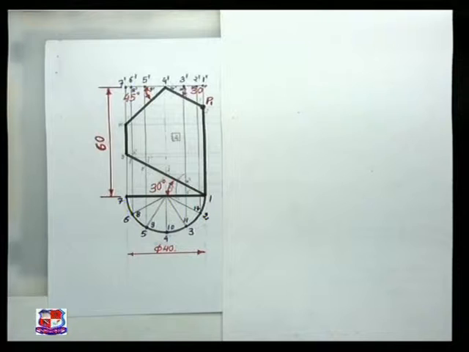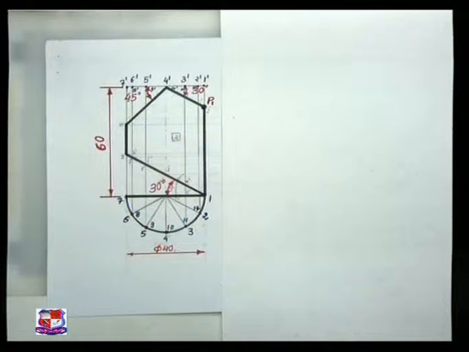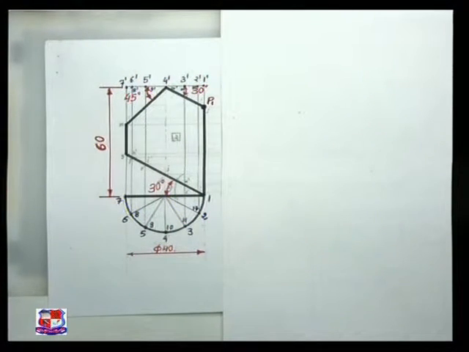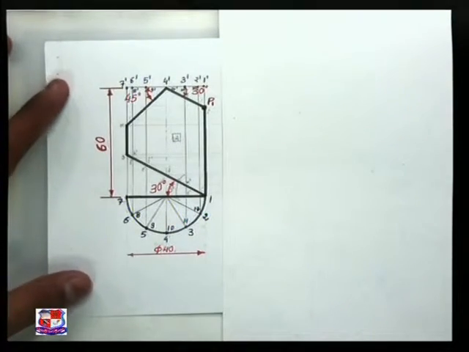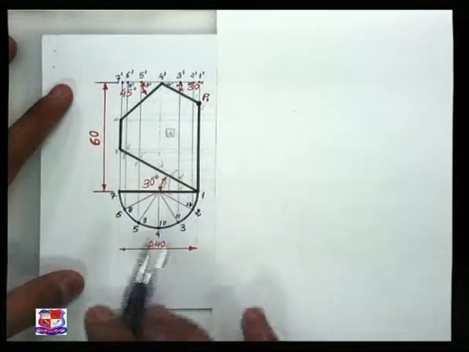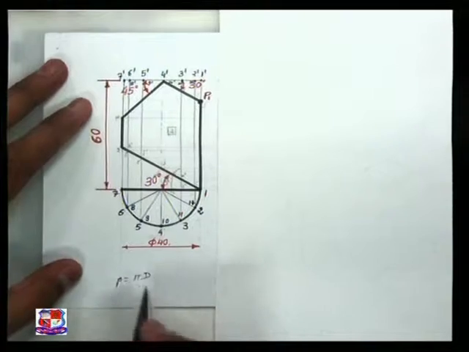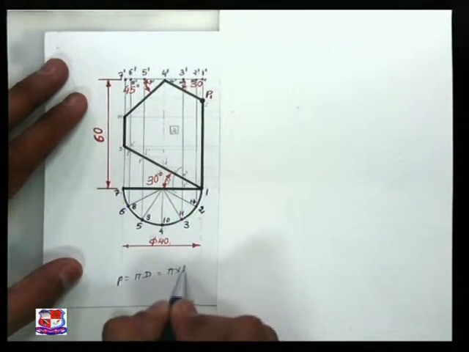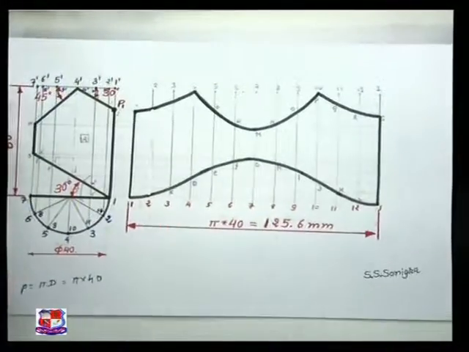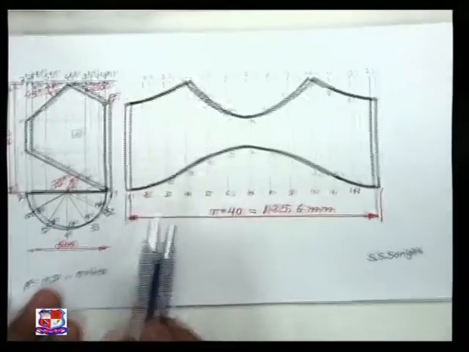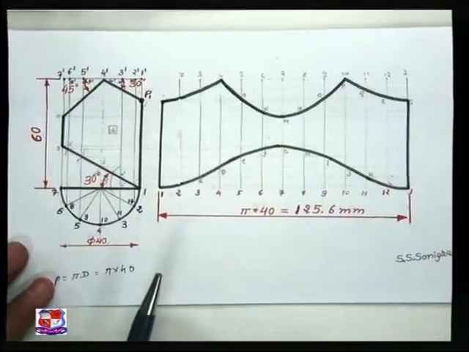So for that, what should we do? As we know, in case of a cylinder, the developed portion is a rectangle. If you develop any cylinder, it will appear as a rectangle, and the width of that rectangle is equal to the periphery of this cylinder. So first we need to find out its periphery. Periphery is equal to pi into d, so that is pi into 40, and that comes out to be 125.6 millimeter. So first draw a rectangle having width equal to 125.6 mm and height equal to 60 mm as shown over here.